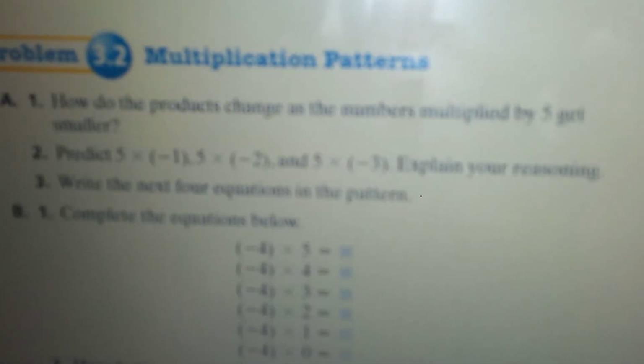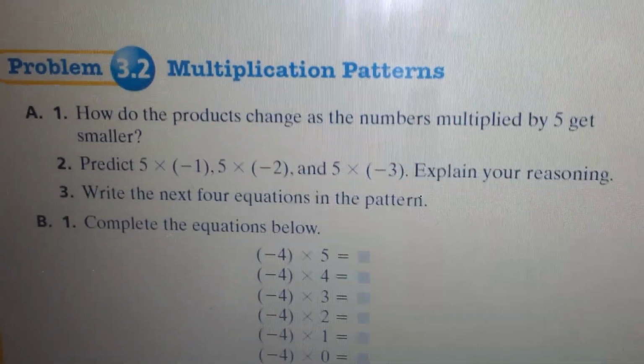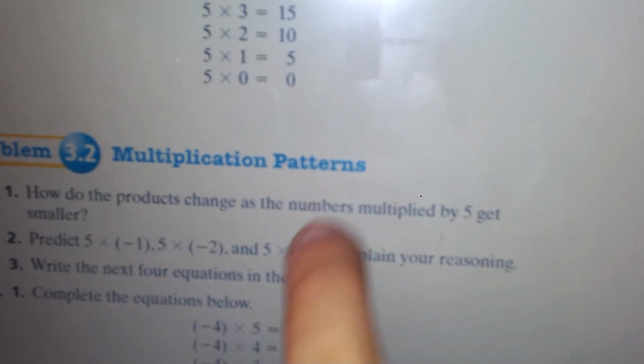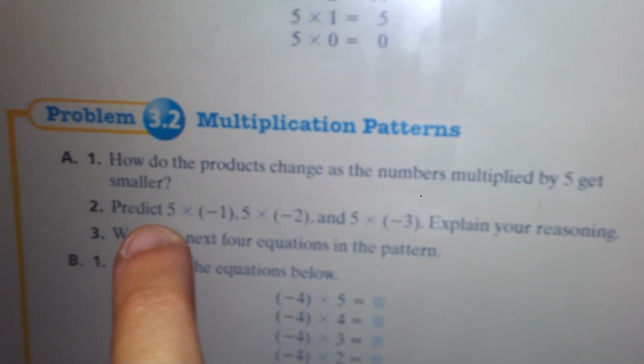Let's check that we've answered our question. Our question said, how do the products change as the numbers multiplied by 5 get smaller? We said that the products, which are these numbers right here, got smaller by a factor of 5, as the numbers multiplied by 5, here, got smaller by 1. So our answer is correct. We answered the right question.